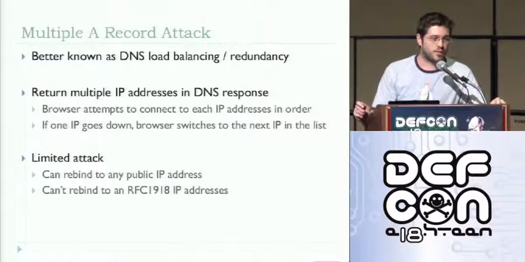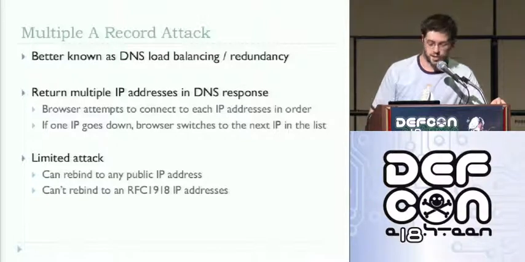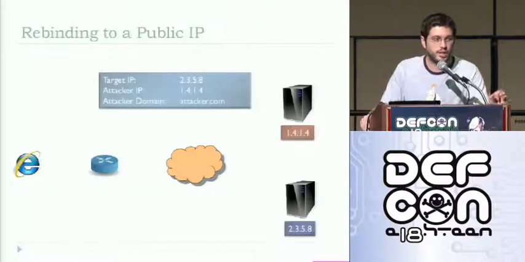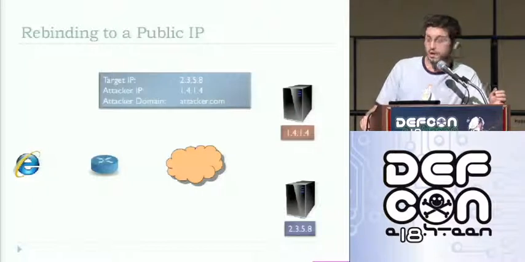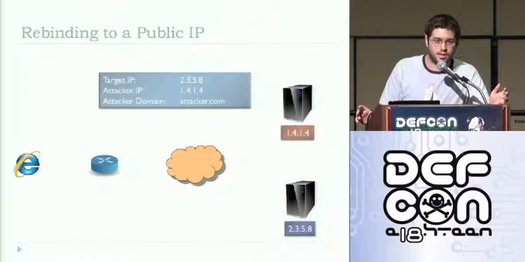But if we try to use this in a rebinding attack, we find that we can't actually use it to rebind to an internal IP address. So let's take a look at rebinding to a public IP first, just to see how this works. All right, we have an attacker who has registered the domain name attacker.com.